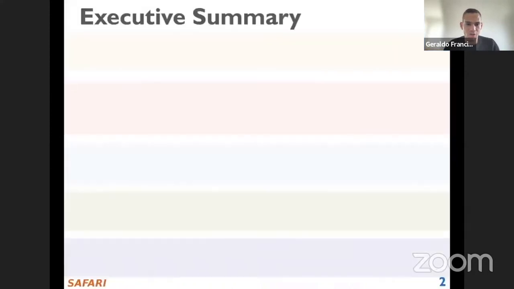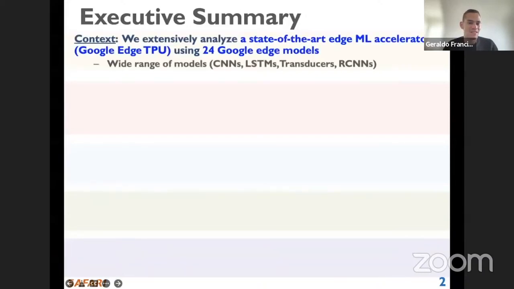So before we start, I'm going to give an executive summary of what this talk is about. In this work, we extensively analyze a state-of-the-art machine learning accelerator, the Google Edge TPU, using 24 different Google Edge models that are commonly used across many different products within Google. And those models include CNNs, LSTMs, transducers, and RCNNs.